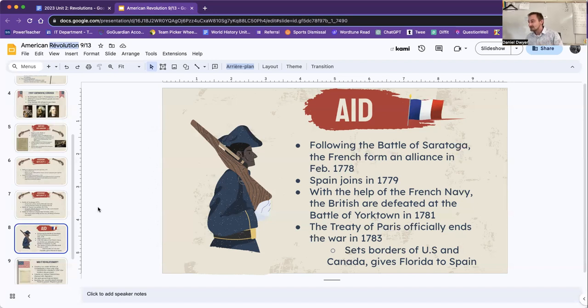So with the help of the French Navy, the British are defeated at the Battle of Yorktown in 1781. The Treaty of Paris is going to officially end the war in 1783, and it is going to set the borders of the US and Canada, where we currently have it at the top, the north. And it's also going to give Florida to Spain, which obviously becomes a part of the US down the road.